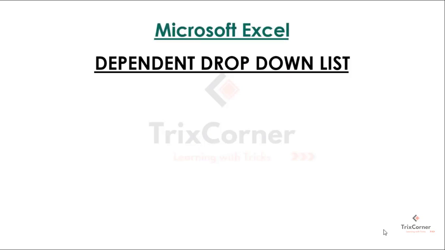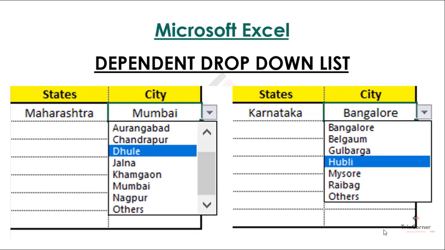In this video, we will see how to create a dependable list based on the value of other cells. For example, the list of cities will depend on the state selected in another cell. There are a couple of ways to do this, but we are going to use a very simple, quick and easy way.